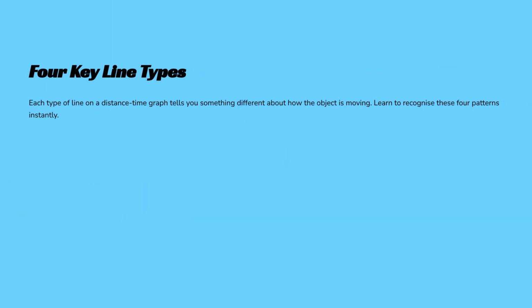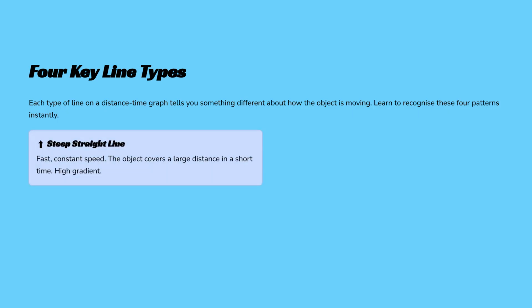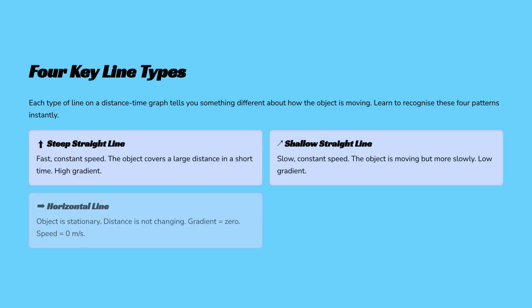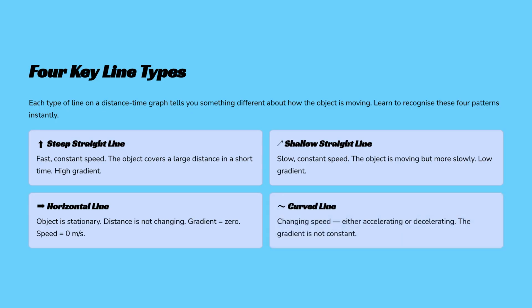There are 4 key line types to recognize. A steep straight line is fast. A shallow straight line is slow. A horizontal line means the object is stationary, and a curved line indicates changing speed.